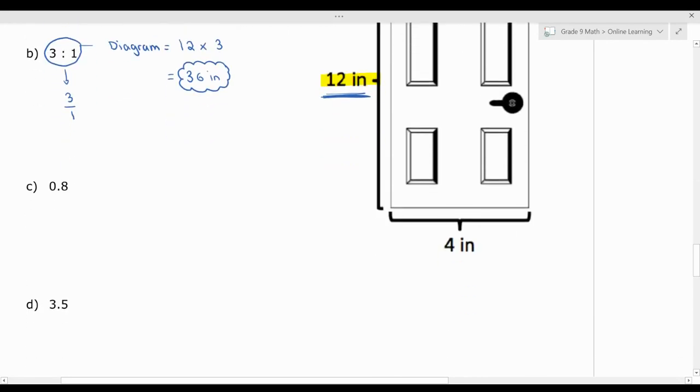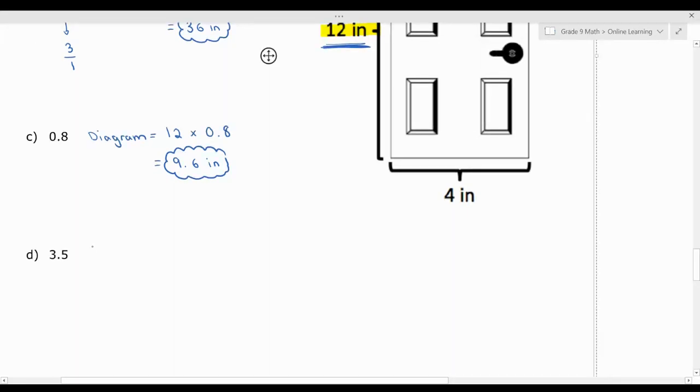Okay, 2 more. So what if I give it to you as a decimal already? Even easier than the last 2 we just looked at. So you would take your actual, which is the 12, you would times it by 0.8. So this one you would end up with a height of 9.6 inches. Okay, stop for a second, think about that. You started with the actual being 12, you applied a scale factor less than 1, so that means you're reducing it. So it makes sense that you're going from 12, you should end up with a smaller number, because it has been reduced.